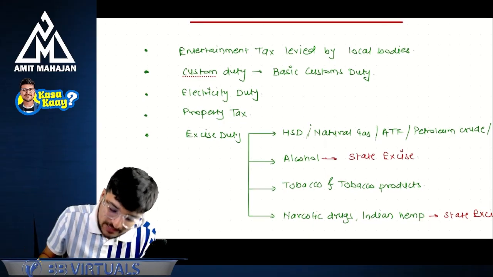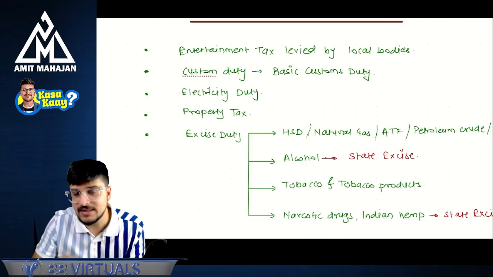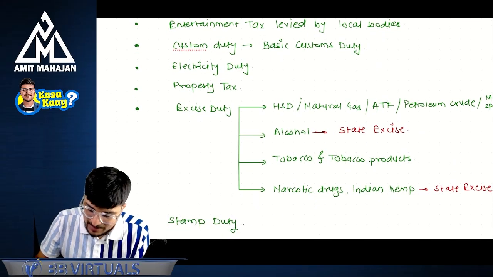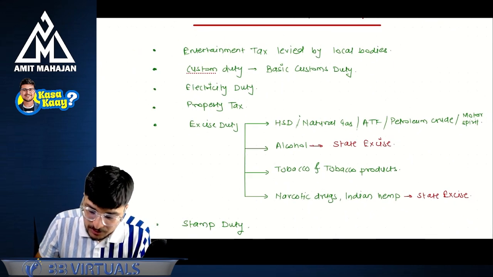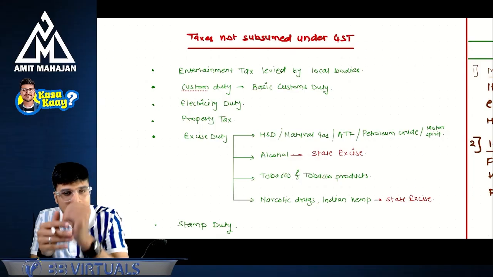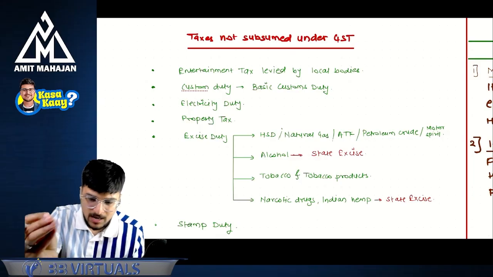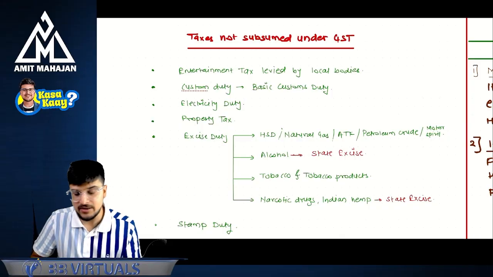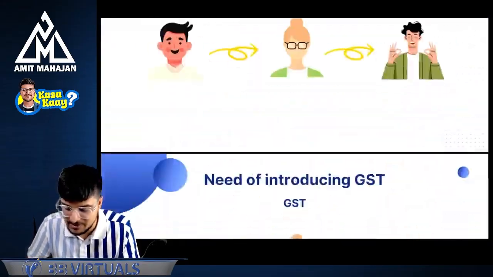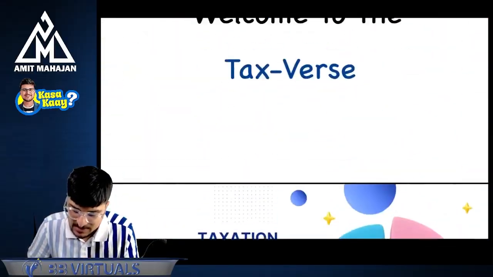Okay. And property tax is still there. Excise duty I will discuss after some point of time, and stamp duty you can consider. So this is a list which you can use to understand which taxes are not subsumed. And we will take a break for 1 minute here, and see what points we have considered and discussed till now.